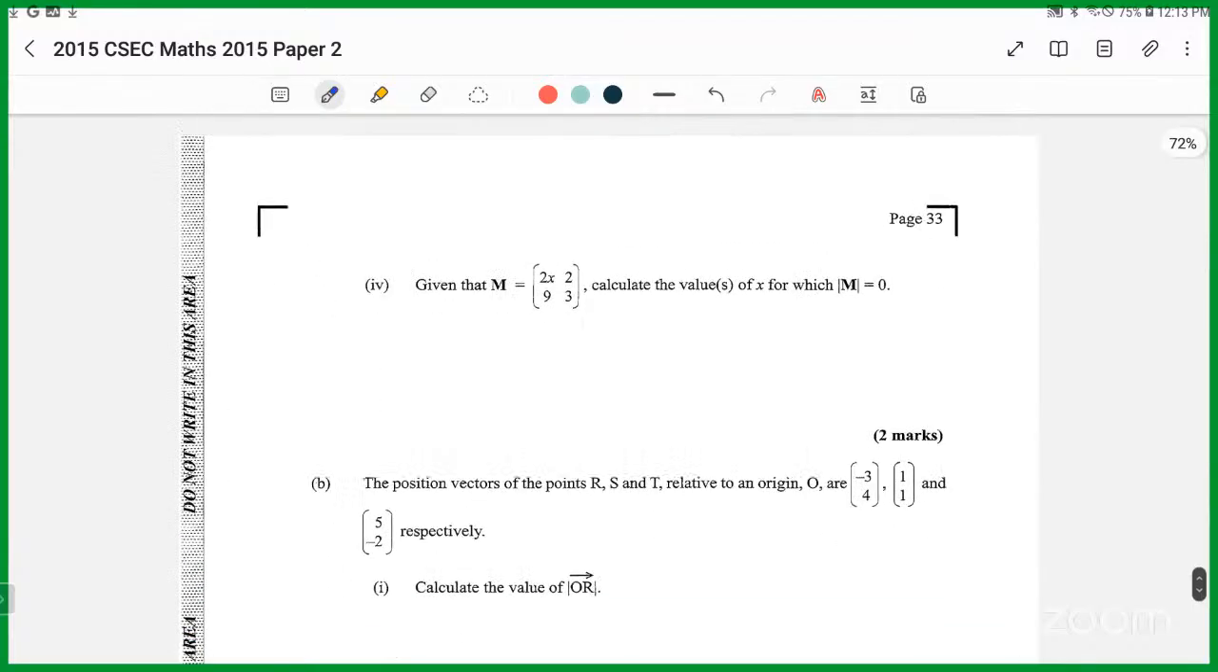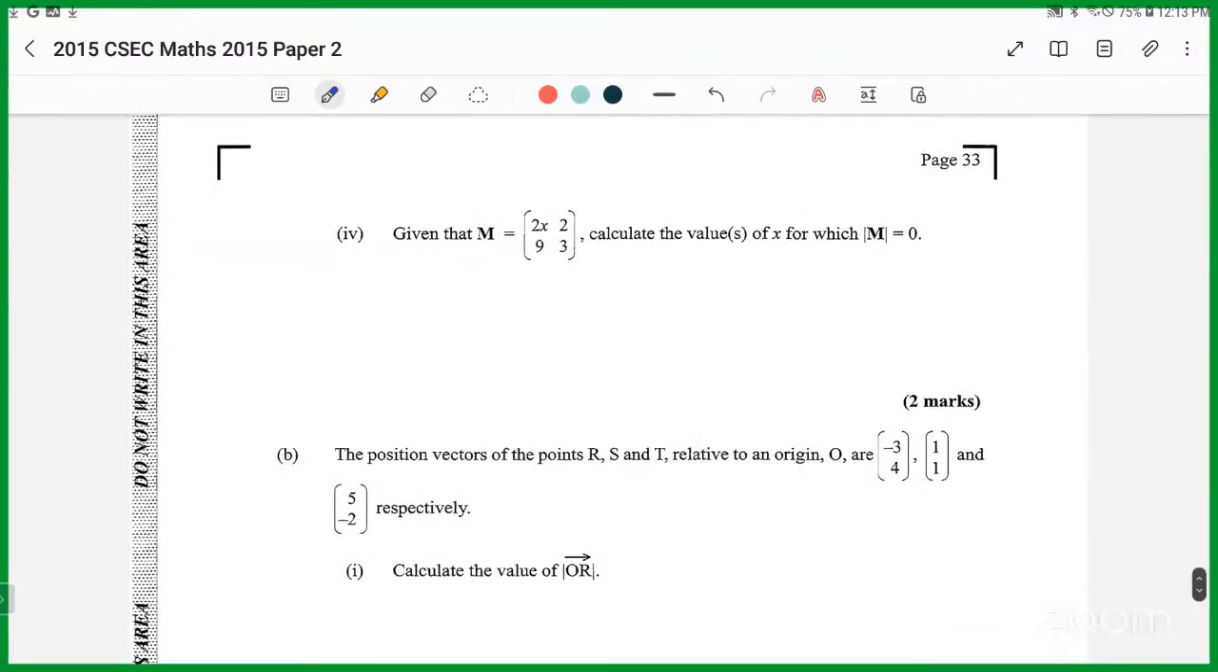Yes, this one down here says calculate the value of x, given that this is a matrix, for which the determinant is 0. This means that it's singular and has no inverse. So the determinant is 0. Now when the determinant is 0 and it's singular, that means that this product equals this product, so the AD product is equal to the BC product.